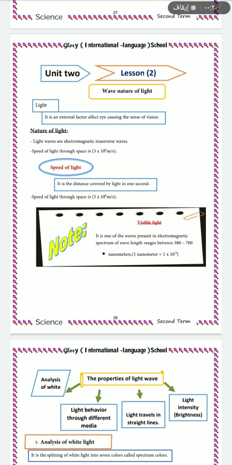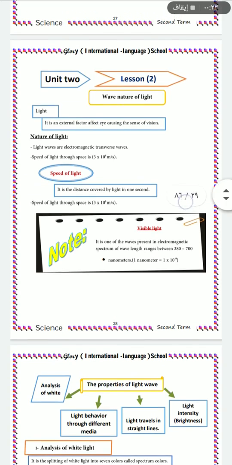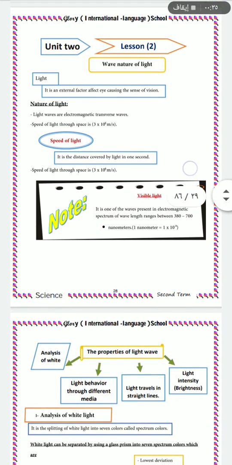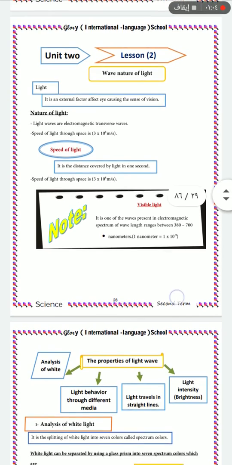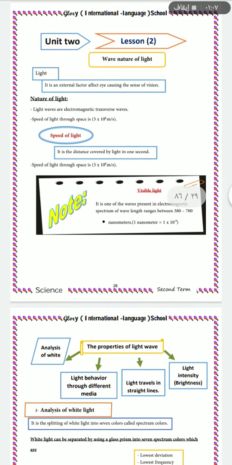What is sound? Sound is an external factor, or stimulus, that affects our ears, causing the sense of hearing. How about the definition of light? It is the same definition, except replacing the last statement. I will say it is an external factor too, or stimulus, that affects our eyes, causing the sense of vision, not the sense of hearing like the sound.